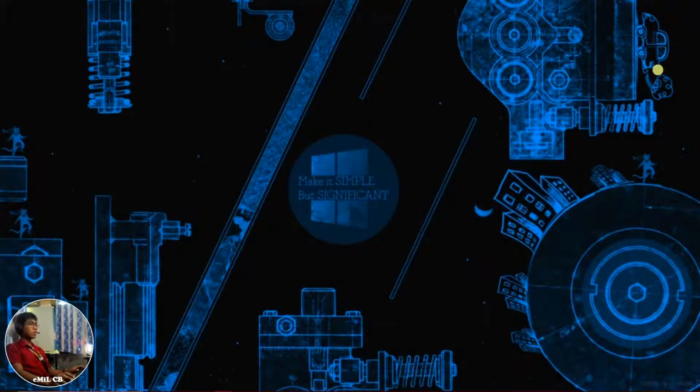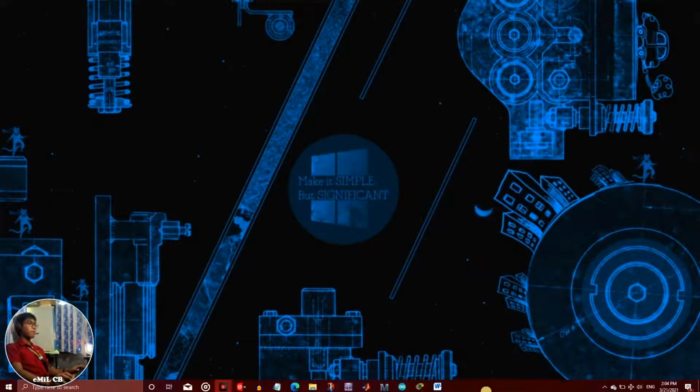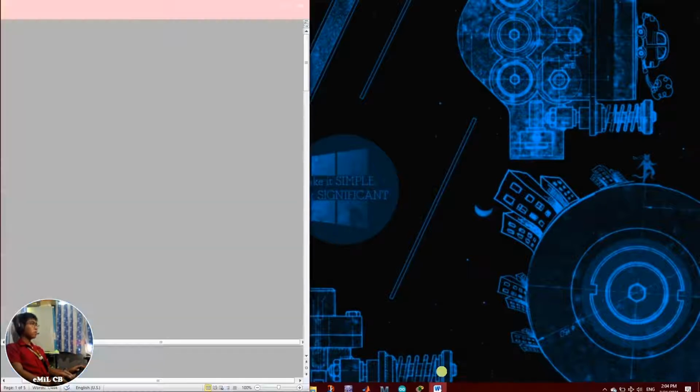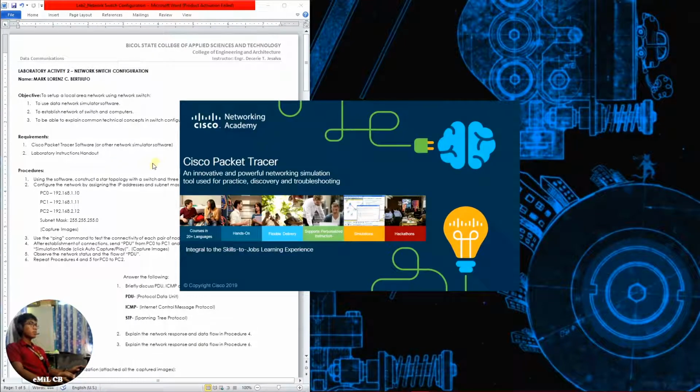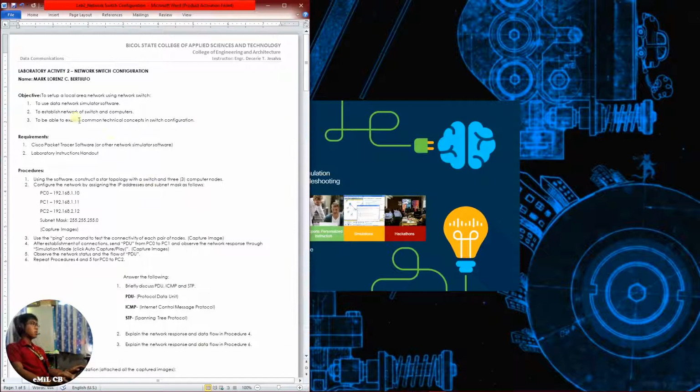So as I was saying, I will be performing the laboratory activity, which is the network switch configuration. One of the requirements is the Cisco Packet Tracer software and the laboratory instruction handout, which you can see on the left side of the monitor. So it's the application starting.